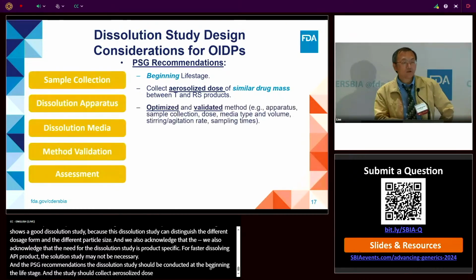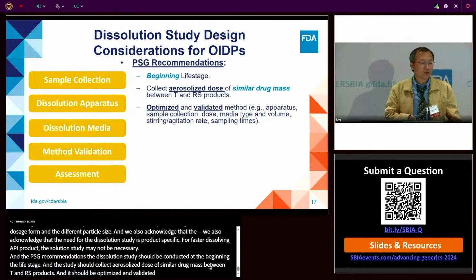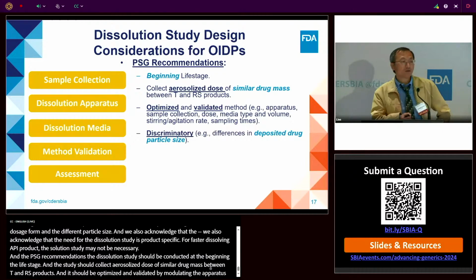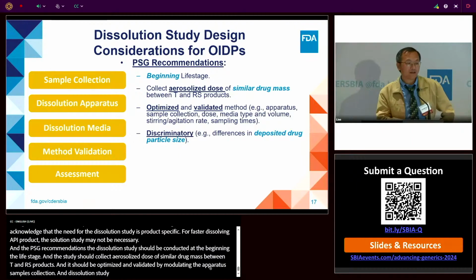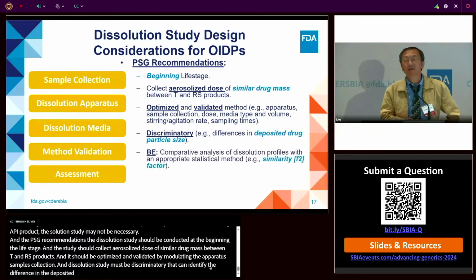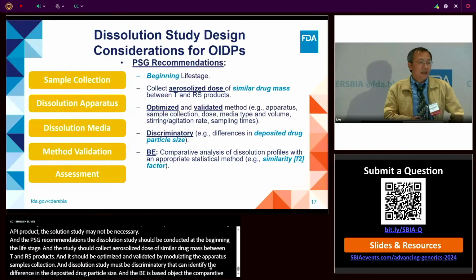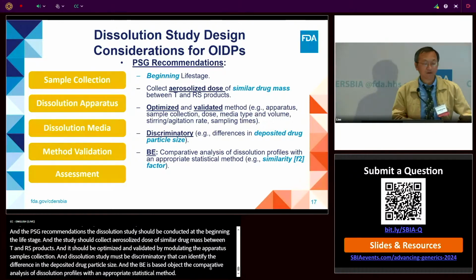And your method should be optimized and validated by modulating your apparatus, sample collection, and the dose, etc. Your dissolution study must be discriminatory, that can identify the difference in the deposited drug particle size. And the BE is based on the comparative analysis of dissolution profiles with appropriate statistical methods such as F2 analysis.